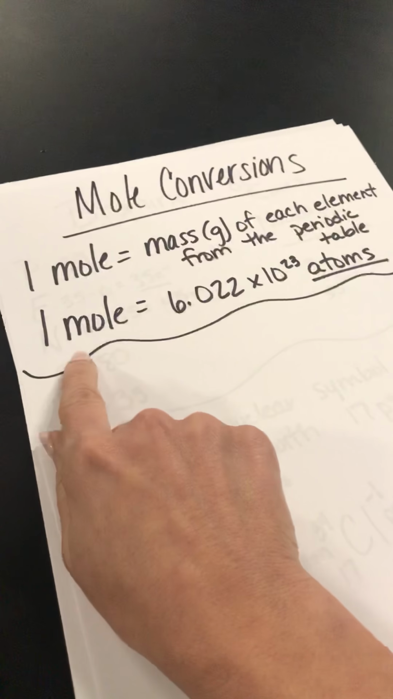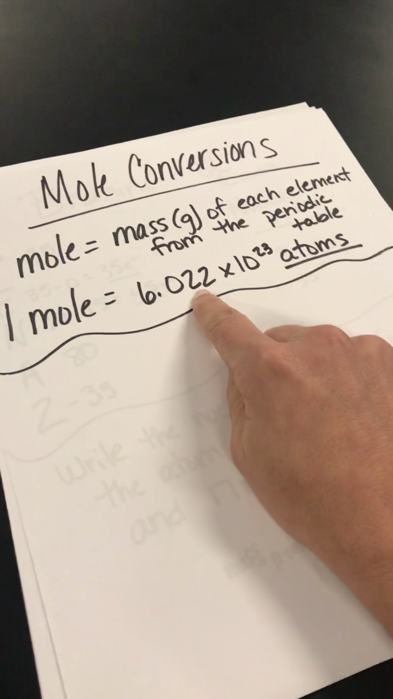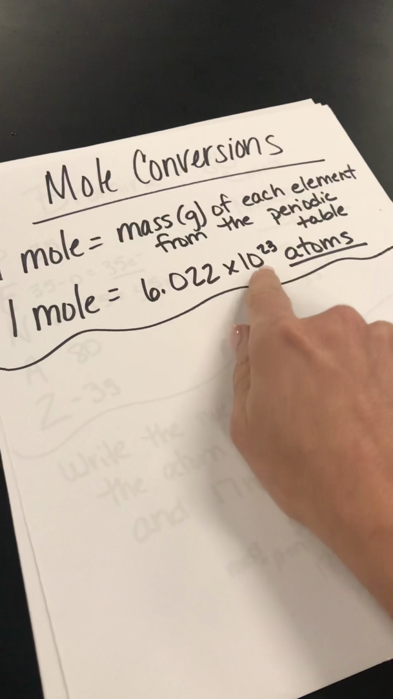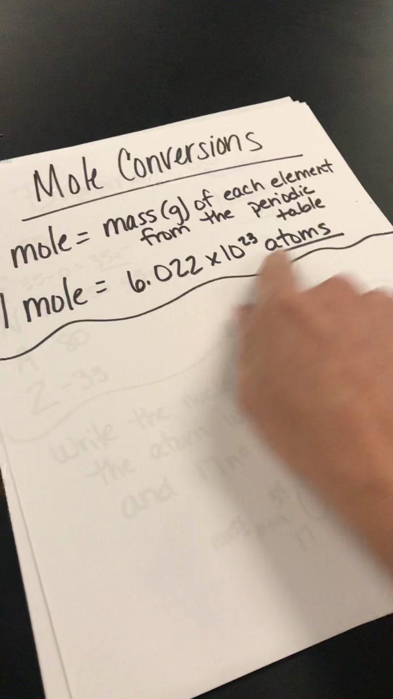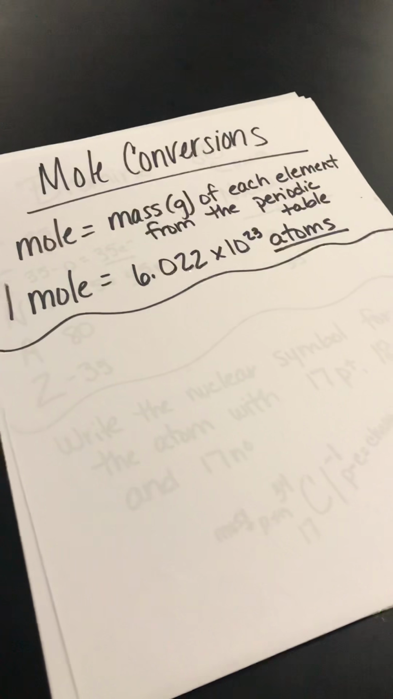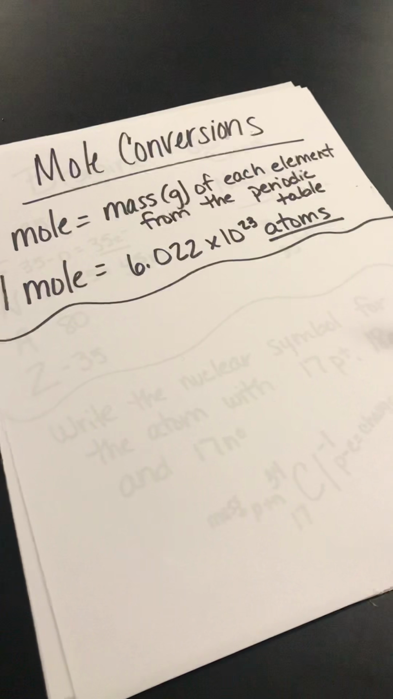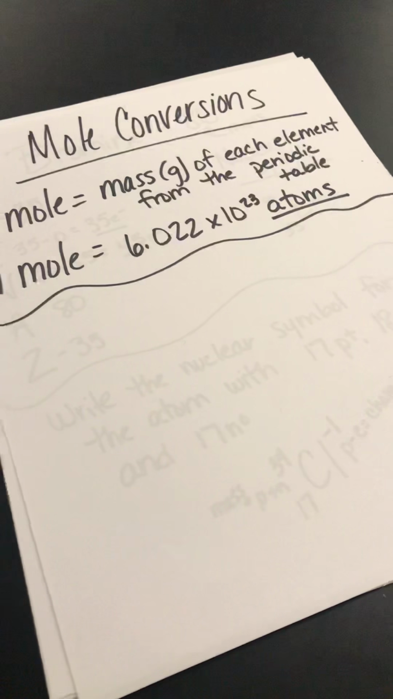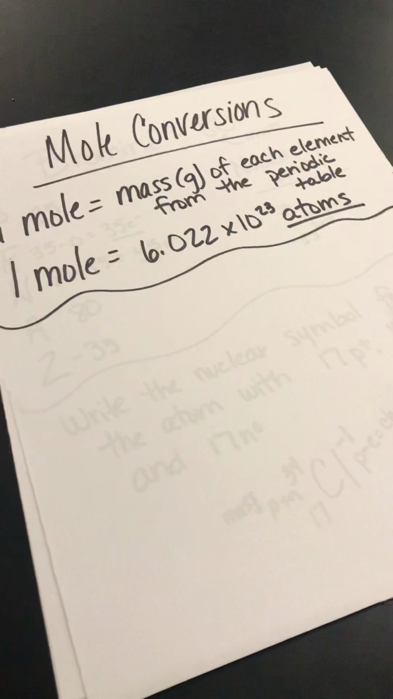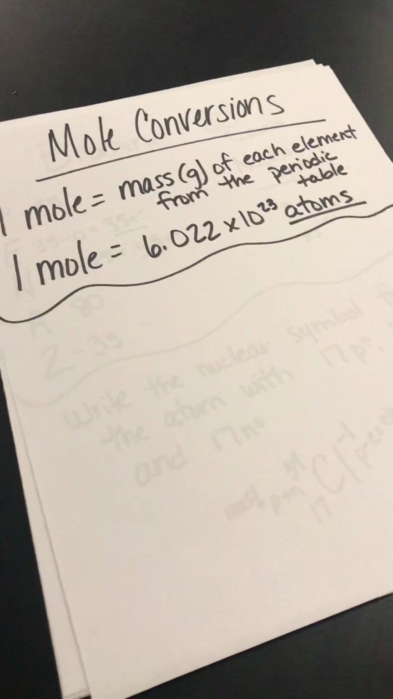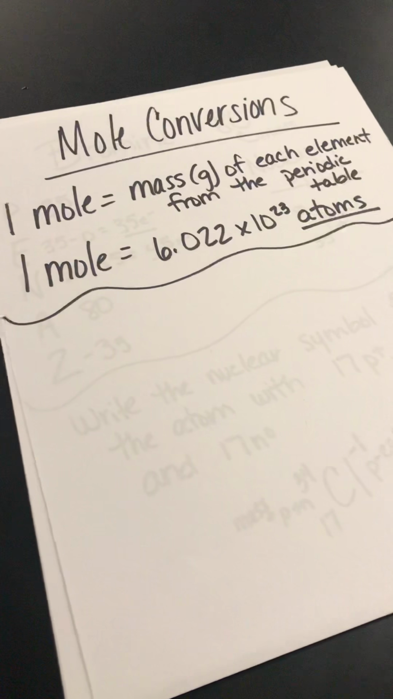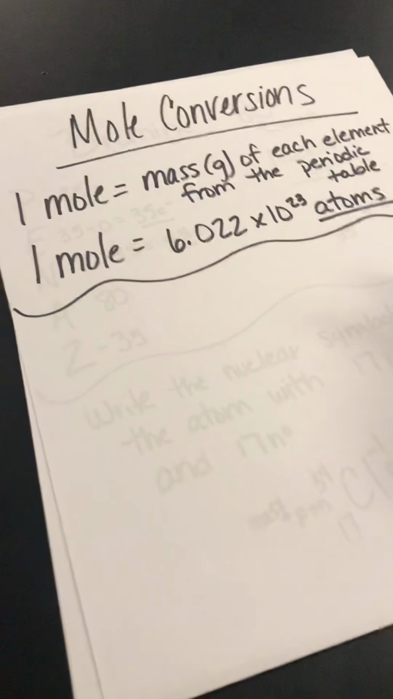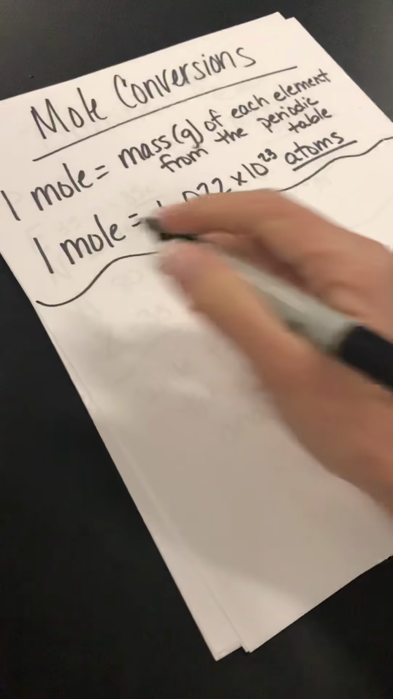The other relationship that is important for the mole is how many atoms are in 1 mole. So 1 mole is always equal to 6.022 times 10 to the 23rd atoms, and that is for any element. It doesn't matter if we're talking about carbon, lithium, sodium, potassium, any element, there's going to be 6.022 times 10 to the 23rd atoms.